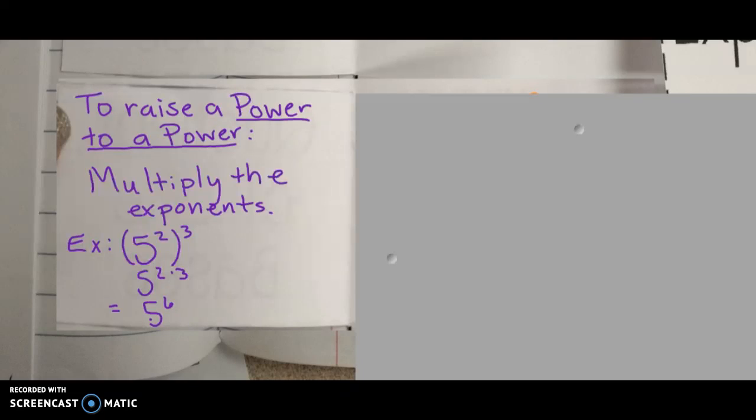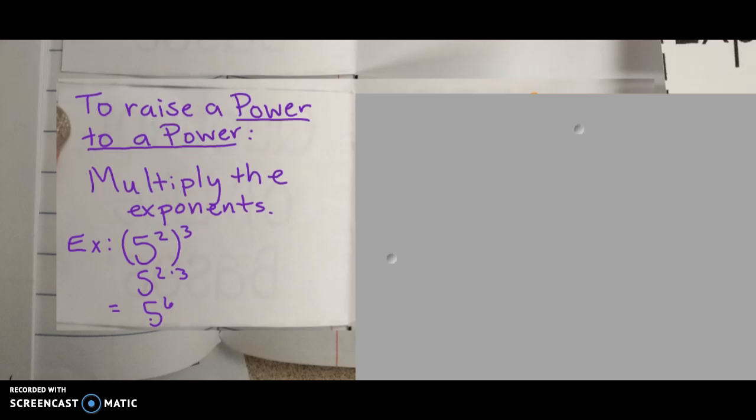Okay, this video is to go over how to raise a power to a power. So if you go to your foldable, it should be on page 51 or somewhere around in there if yours is a little bit different. And you're going to go to the third tab down where it says to raise a power to a power, right underneath dividing like bases.